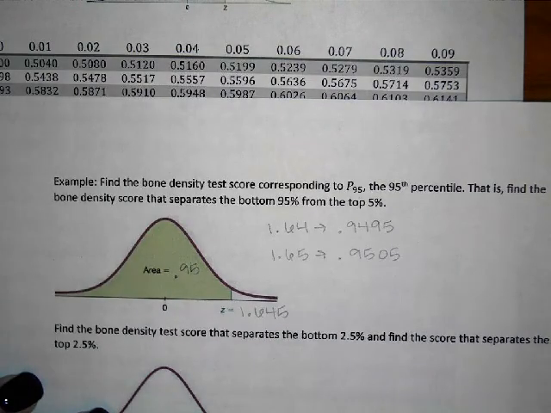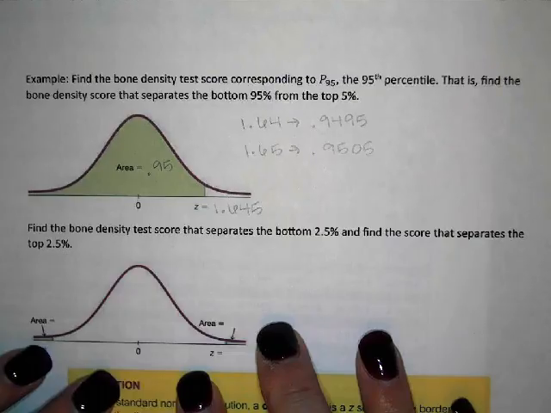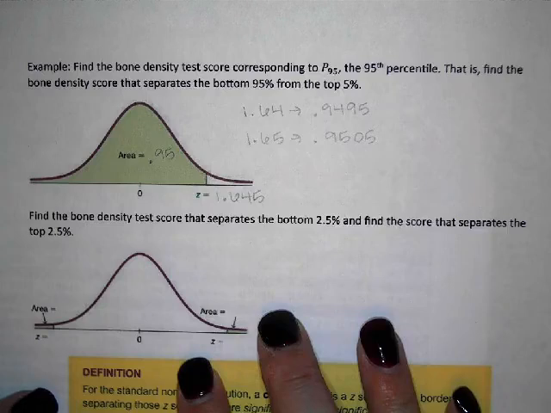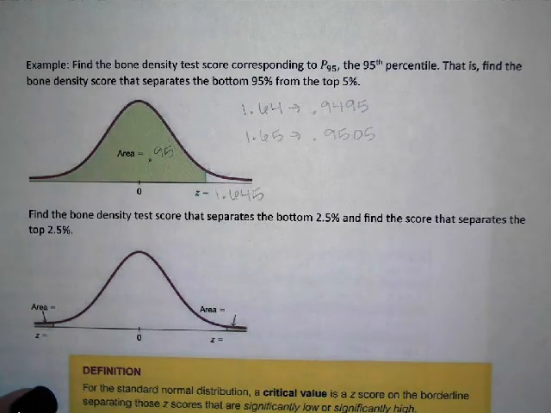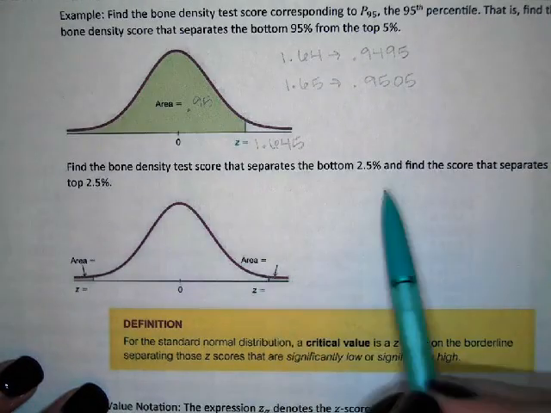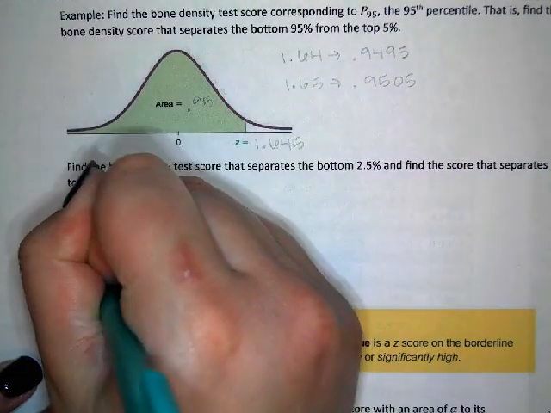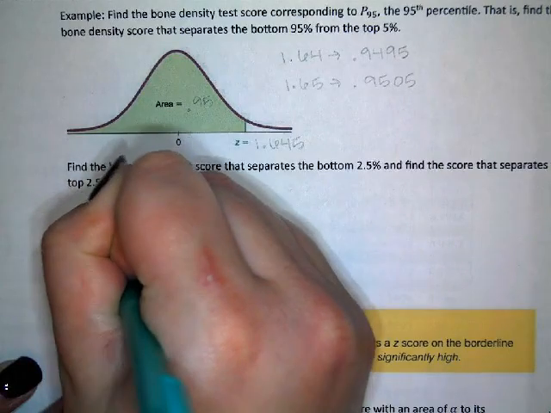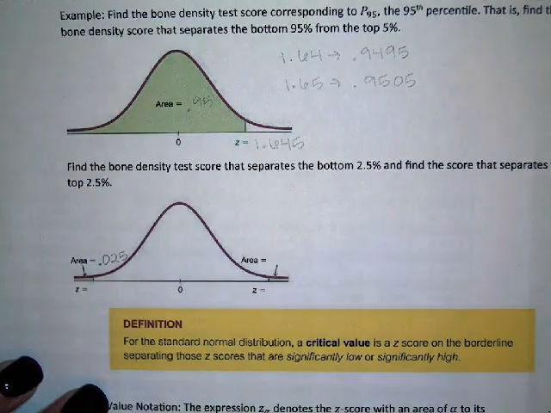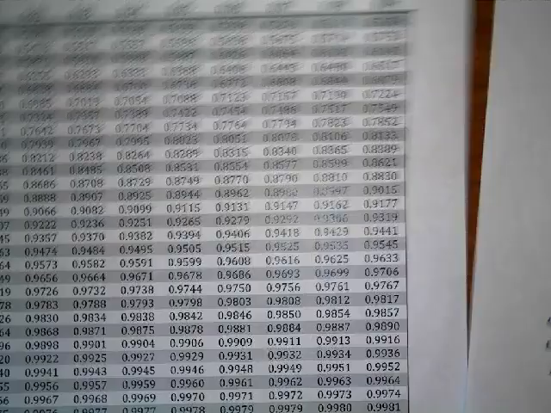All right. The next one says find the bone density test score that separates the bottom 2.5% and find the score that separates the top 2.5%. So 2.5% would be an area of 0.025. And so I'm going to look for the lower one first. So 0.025, we're looking at this side. I'm going to look for 0.02.